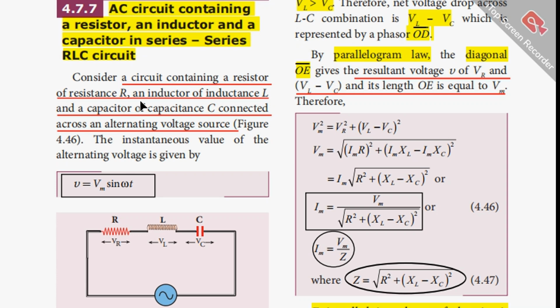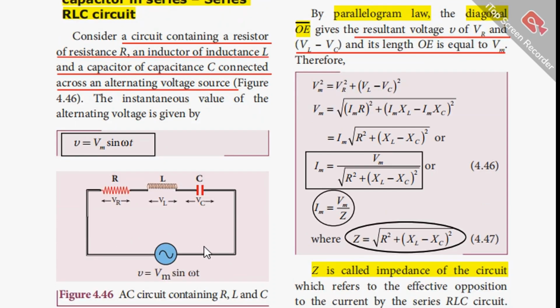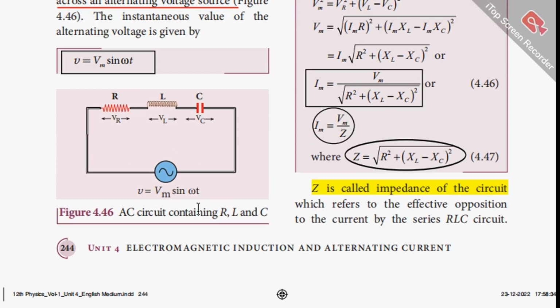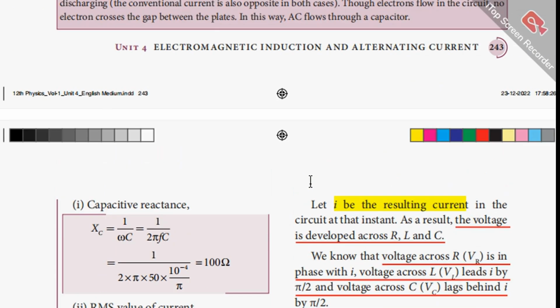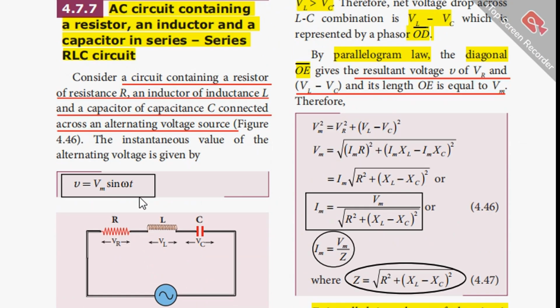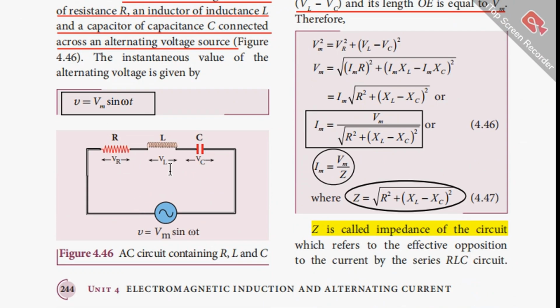First, let us consider a circuit which contains a resistor of resistance R, an inductor of inductance L, and a capacitor of capacitance C, which are all connected across an alternating voltage source given by V equal to Vm sin omega t. The instantaneous value of the alternating voltage is given by the expression V equal to Vm sin omega t. So this is the expression for that, and these are the components: resistance, inductance, and capacitance.